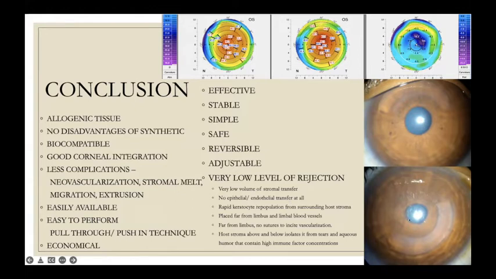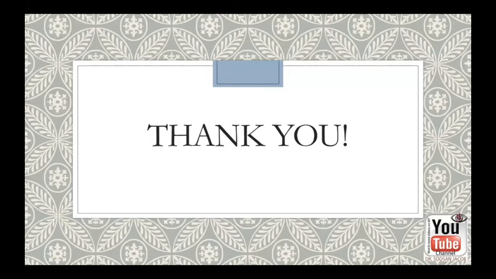And because the CAIRS is right within the stroma, ensconced by the patient stroma from all sides, you get very rapid keratocyte repopulation from the surrounding host stroma. It's placed far from the limbus and the limbal blood vessels, so there's nothing there to incite neovascularization. And the host stroma above and below isolates it from tears and aqueous humor that contain high immune factor concentration. For all these reasons, it's really a very low level of rejection. And we've had very good outcomes with all our patients.